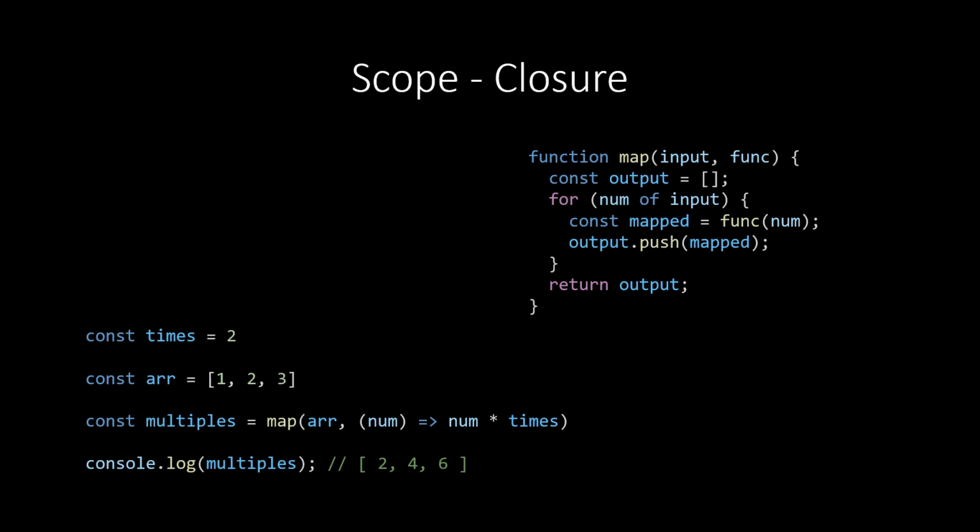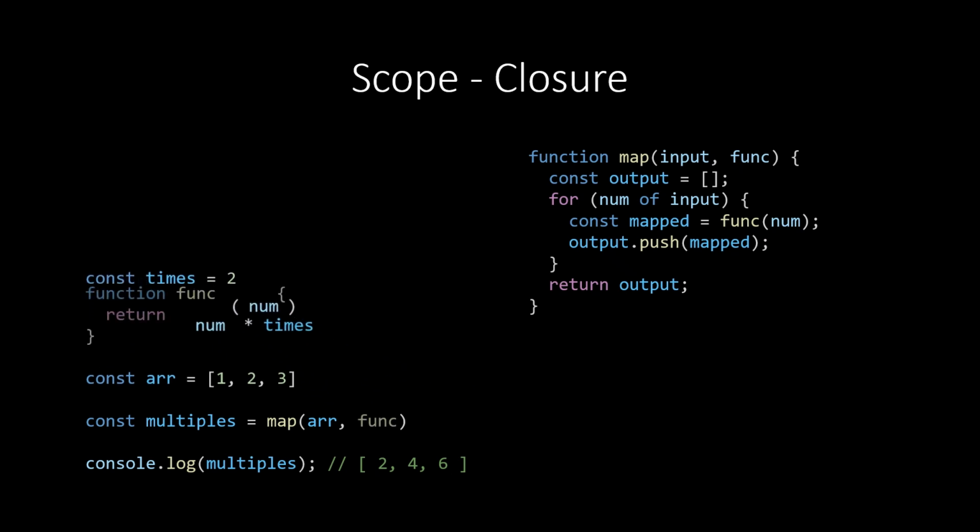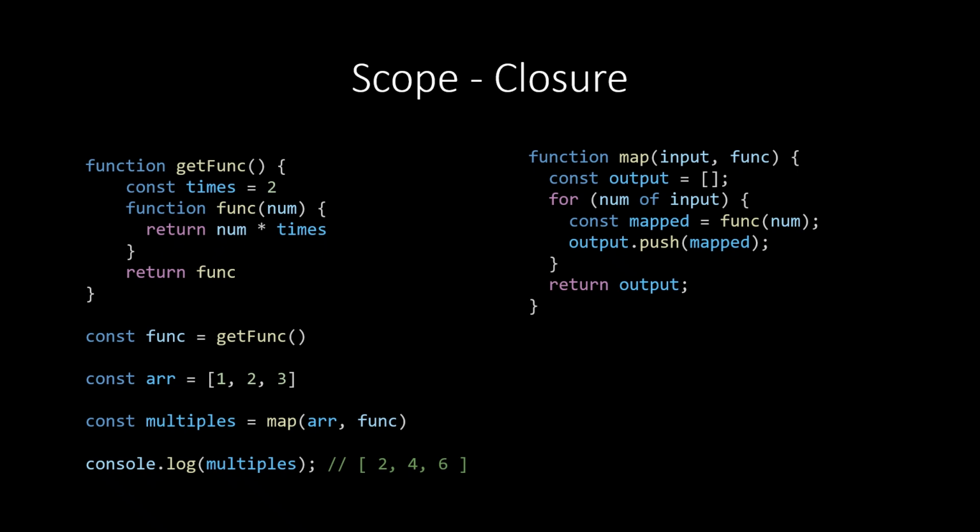So let's extract that function. I'll show you why in a second. And let's say we have a factory for that function. So now what happens, and it still works because why wouldn't it, is that this function has access to the times variable, even though it pretty much should have been destroyed when going out of the function's scope, right?